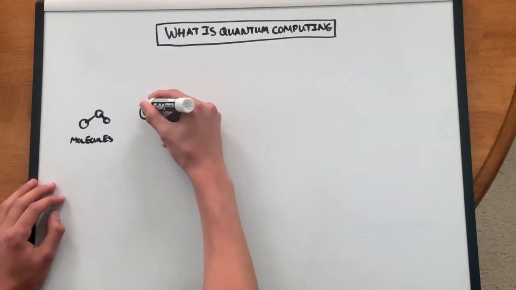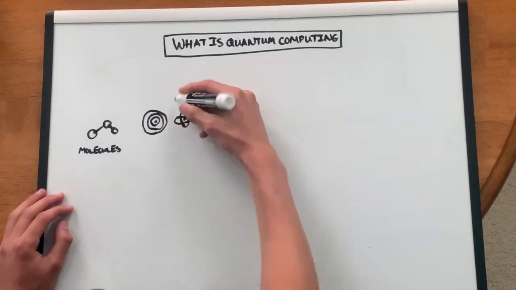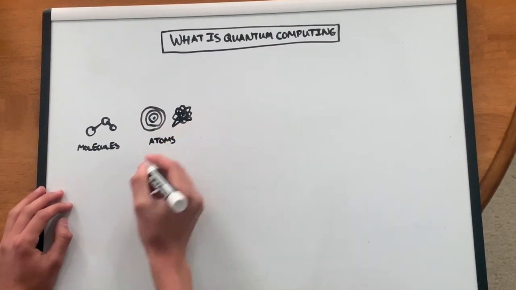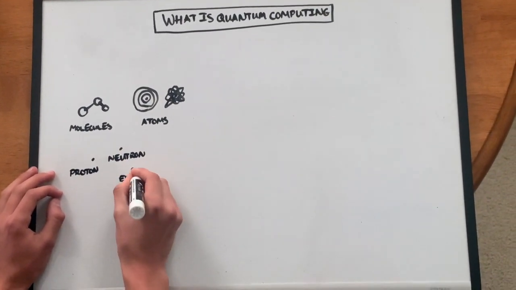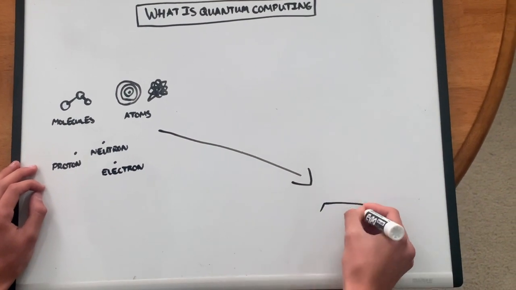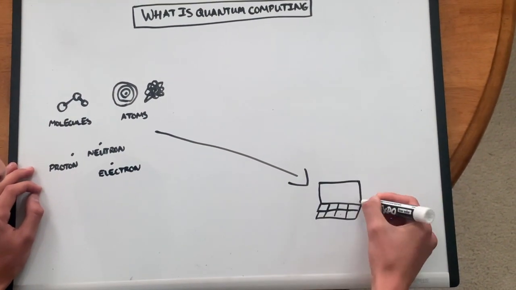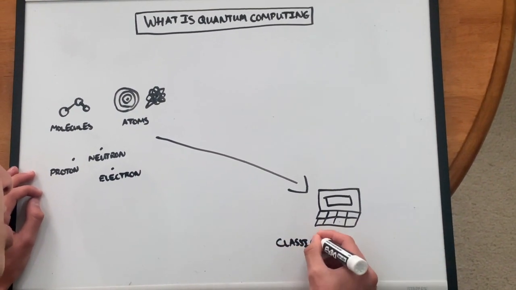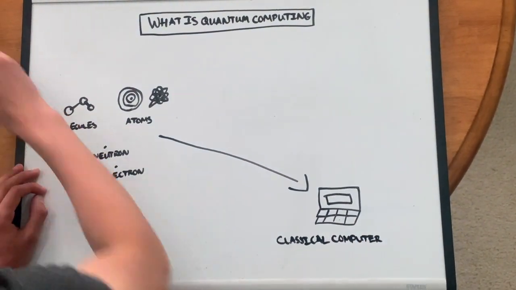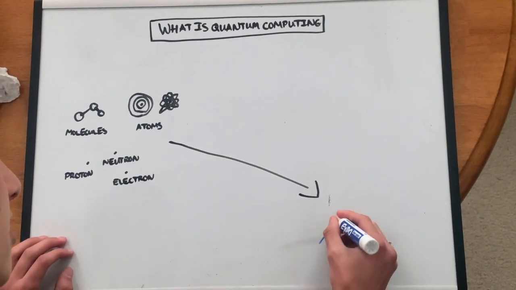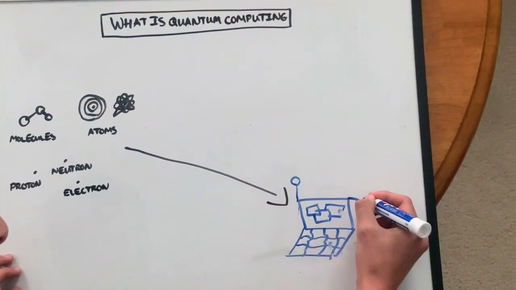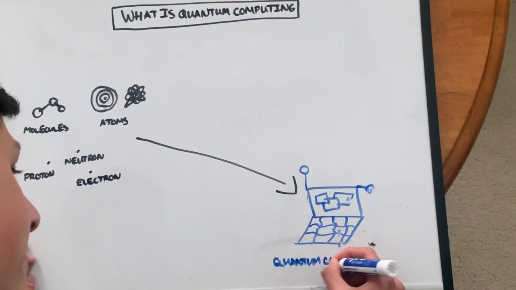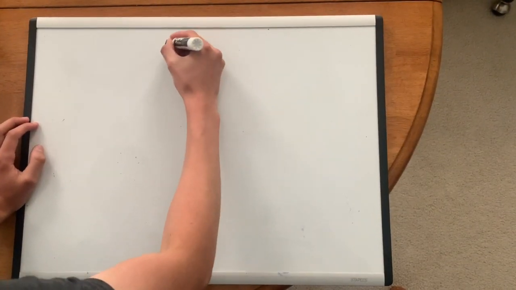What does quantum mean? Well, quantum generally refers to the study of the wacky behavior of very small objects, such as molecules, atoms, and subatomic particles like protons, neutrons, and electrons. As you can see here, quantum computing is trying to relate this to our modern computing world, turning our classical computers into what are known as quantum computers.